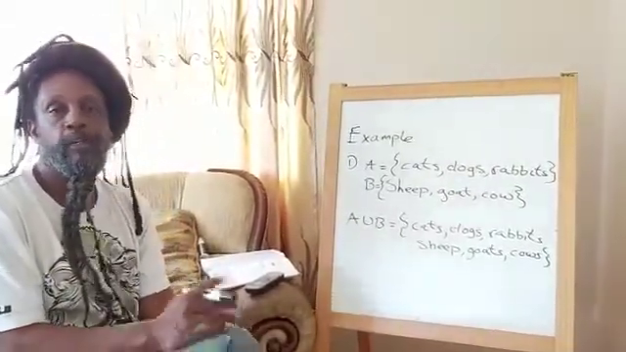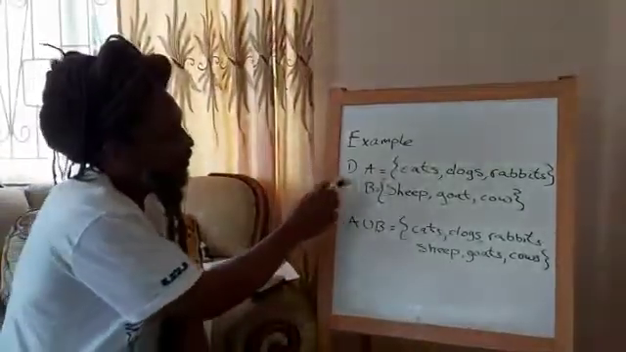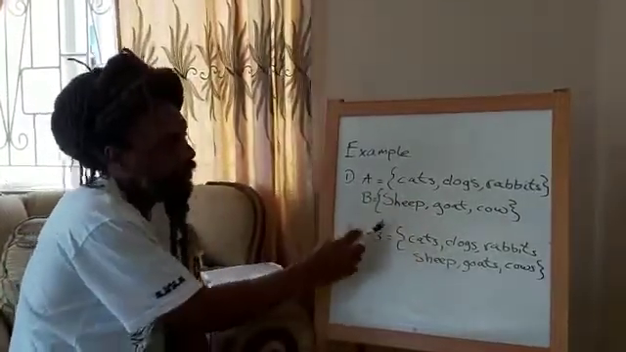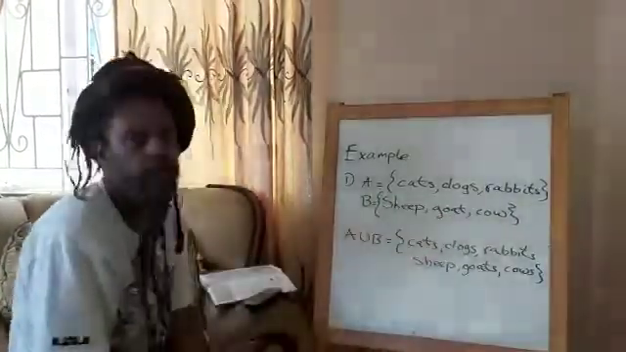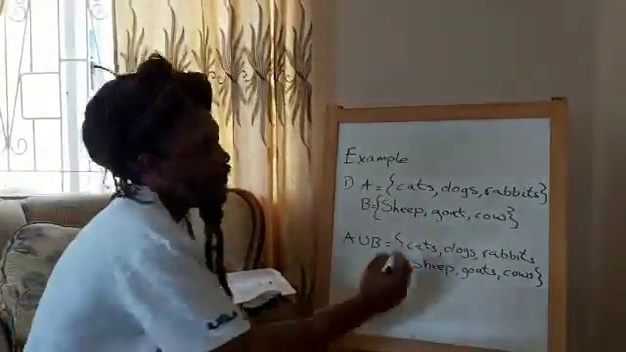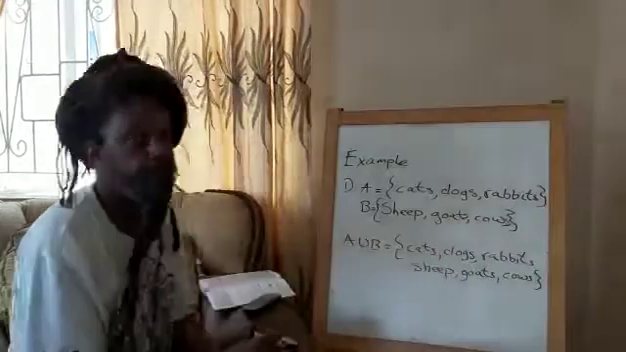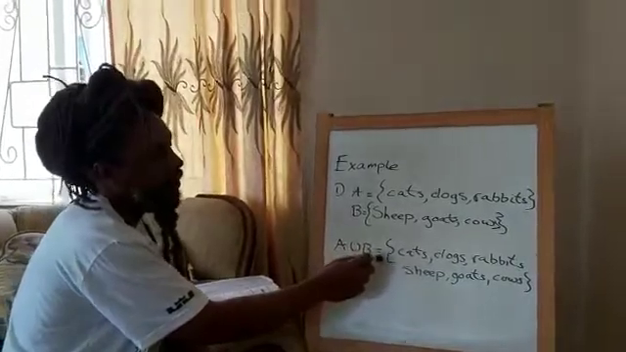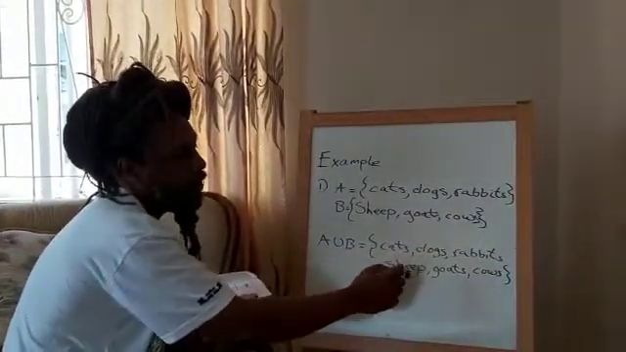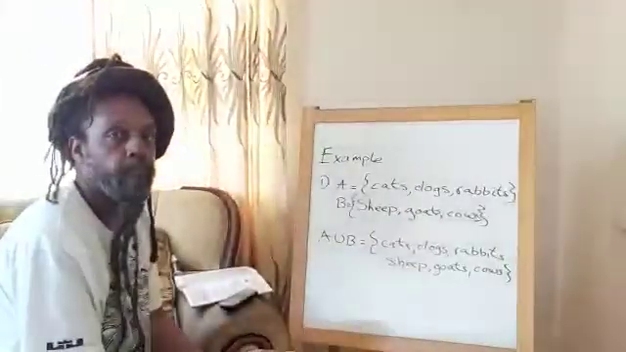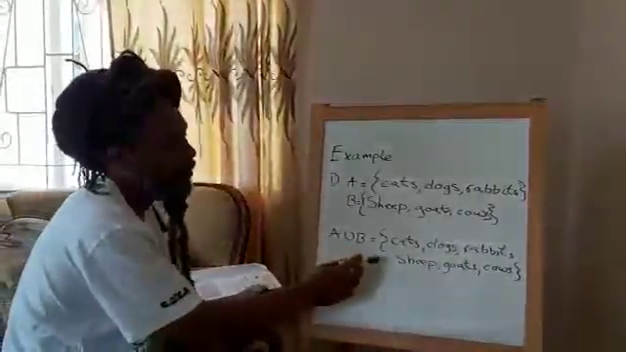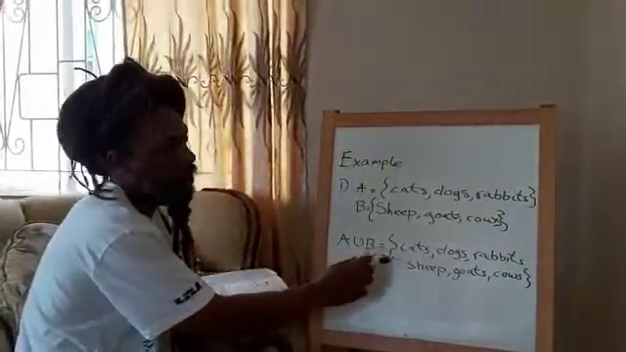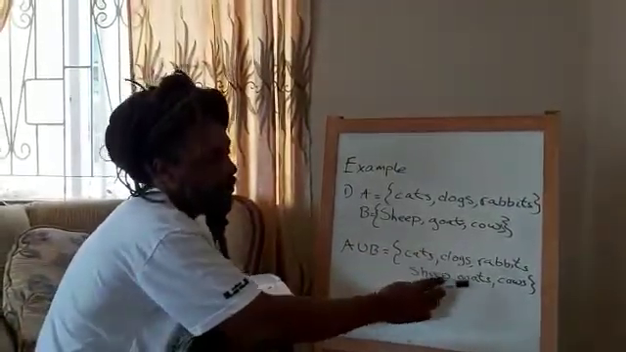Alright, so you have two notes now. This is your first example. Set A is equal to cats, dogs, rabbits. Set B is equal to sheep, goats, cows. Set A union set B would be equal to cats, dogs, rabbits, sheep, goats, cows. Understand? A union B would be all the members of each of these sets joined together in one set. A union B would be equal to cats, dogs, rabbits, sheep, goats, cows.